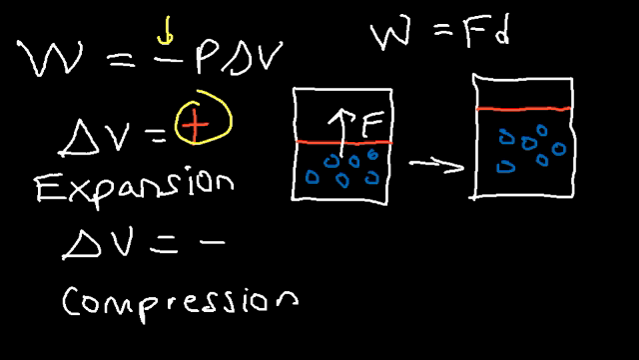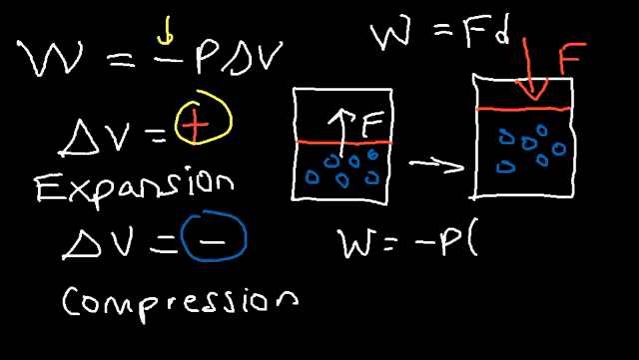Now, to compress a gas, we need to apply a force to decrease the volume. So whenever you apply a force on a gas, work is being done on the system. And because delta V is negative, using the equation, it's going to be negative P times a negative change in volume, so the work is going to be positive. So whenever you compress a gas, because you're applying a force on the gas to make the volume smaller, the work is positive. The work is being done on the gas.